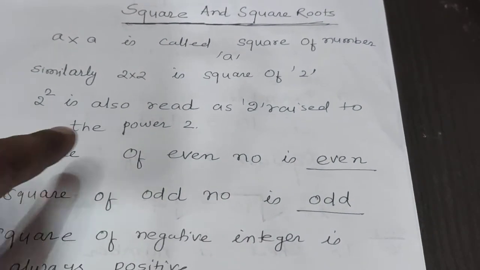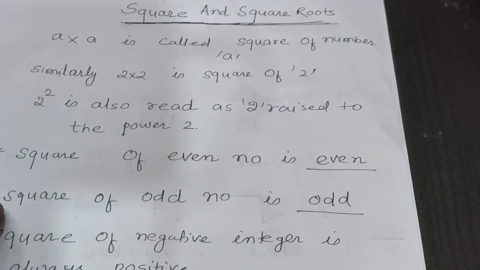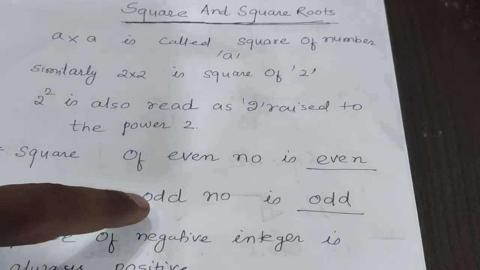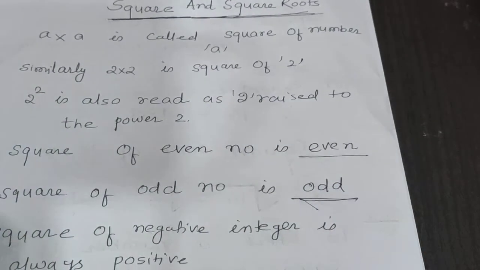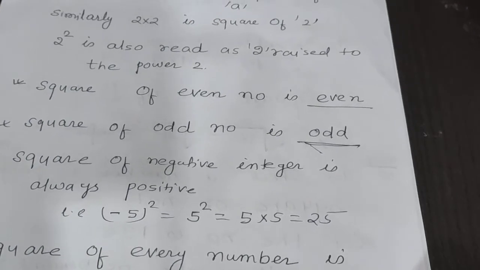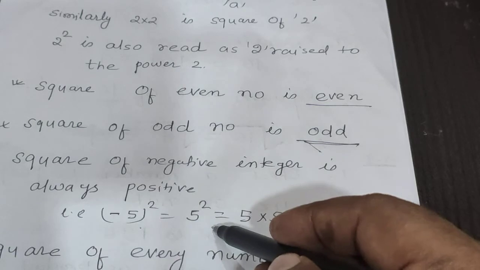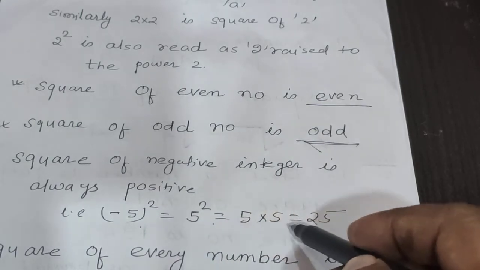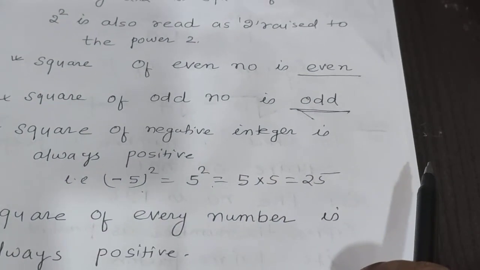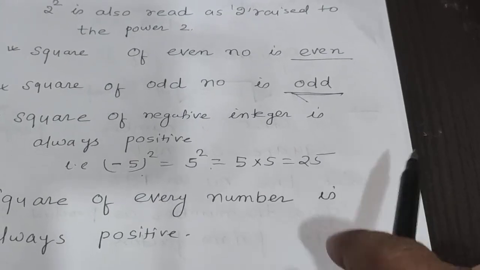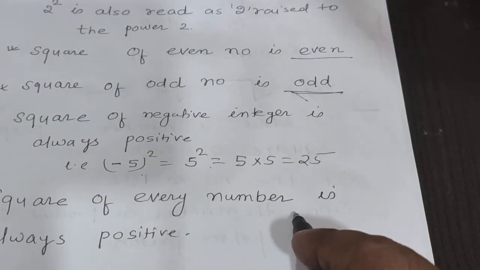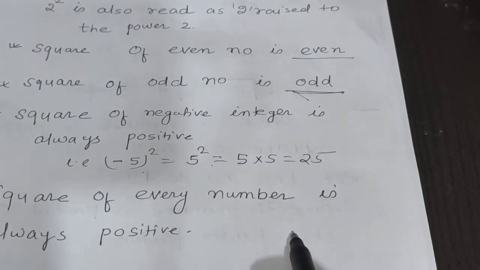You have to keep in mind that the square of an even number is always even. The square of an odd number is always odd, and if the square of a negative integer is taken, its result is always positive. So minus 5 square is equal to 5 square, positively, and the answer is 25. Keep in mind, the square of every number, whether positive or negative, is always positive.